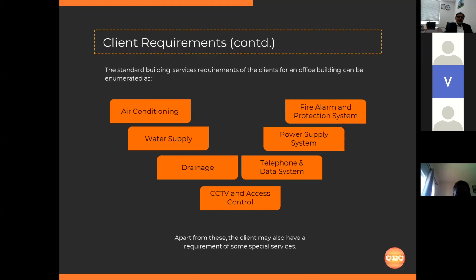So similarly, we have other aspects. Do you want gas? Is there any specific requirement? Do we have a gym or swimming pool? So those requirements will come into the picture.